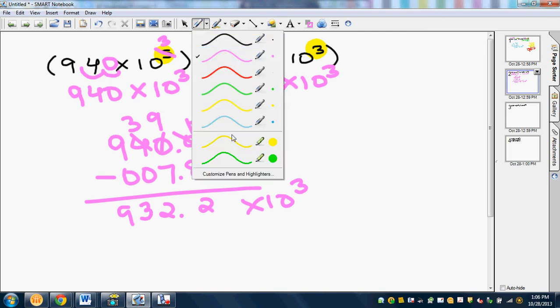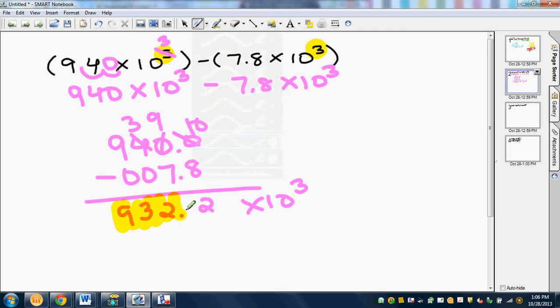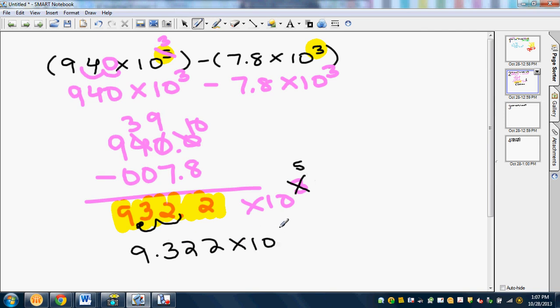So again, like I was just saying, this first number right here has to be between 1 and 10. And since this isn't, I'm going to fix this. So I'm going to move my decimal 2 places that way. So now I have 9.322. And since I moved it this way, it now has 2 additional places to go. So this is going to change to a 5. So my answer is 9.322 times 10 to the power of 5. Okay.